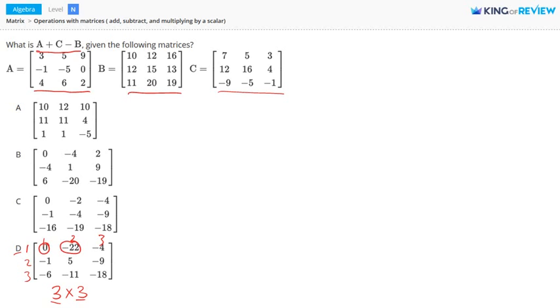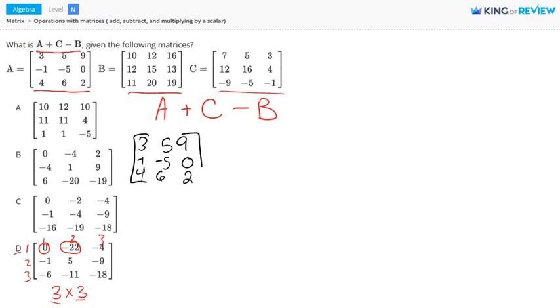So what are we asked to solve for? A plus C minus B. So this means we need to insert those various matrices in for A, B, and C. So A is 3, 5, 9 in the first row, -1, -5, 0 in the second row, and 4, 6, and 2 in the third row.